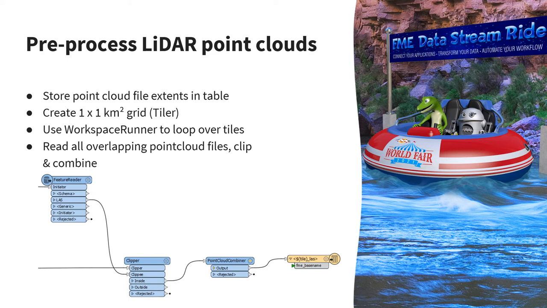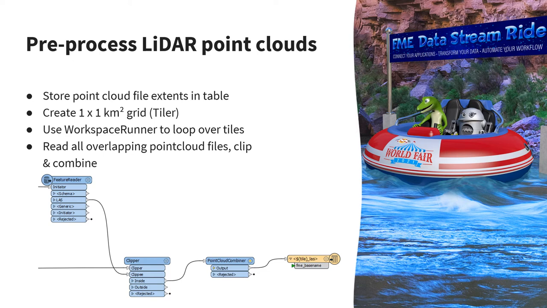To be able to do this, we must create a 1x1 square kilometer grid using the tiler transformer, and we looped over each tile using a workspace runner. There is still one issue: the feature reader is not able to read all 30 terabytes of data because it is way too big. Reading only the overlapping point cloud data works, but it is really slow because FME has to check for each input file individually what the extent is. If you have hundreds of thousands of input files, this takes a lot of time. And if you repeat this for each 1x1 square kilometer tile, it's not efficient.